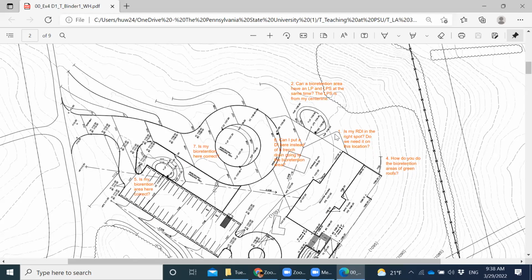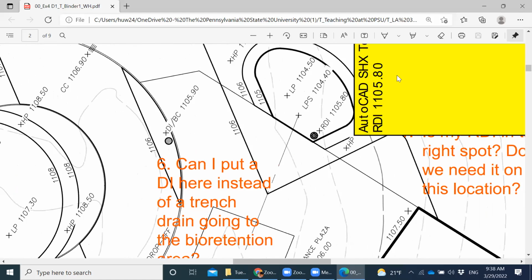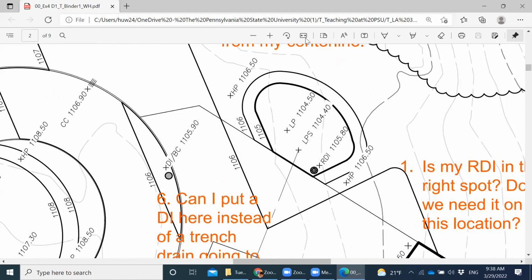Okay, let's talk about this one first. This is a very common question. We don't need an LPS, so that's good news. We need the spot here at the edge of the pavement. Basically, your swale ends here and it's not an LPS. So we'll just need to put a plus sign and a spot elevation here, and that's it. And your RDI is in a good location.